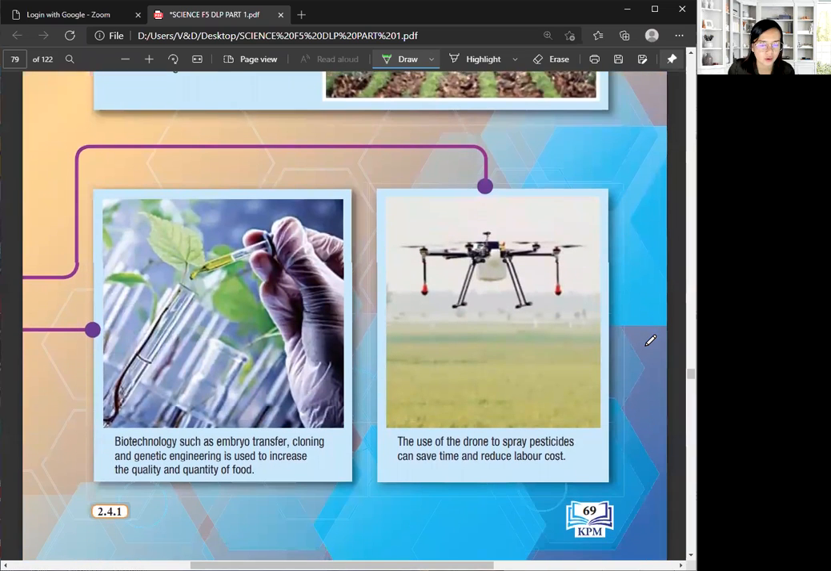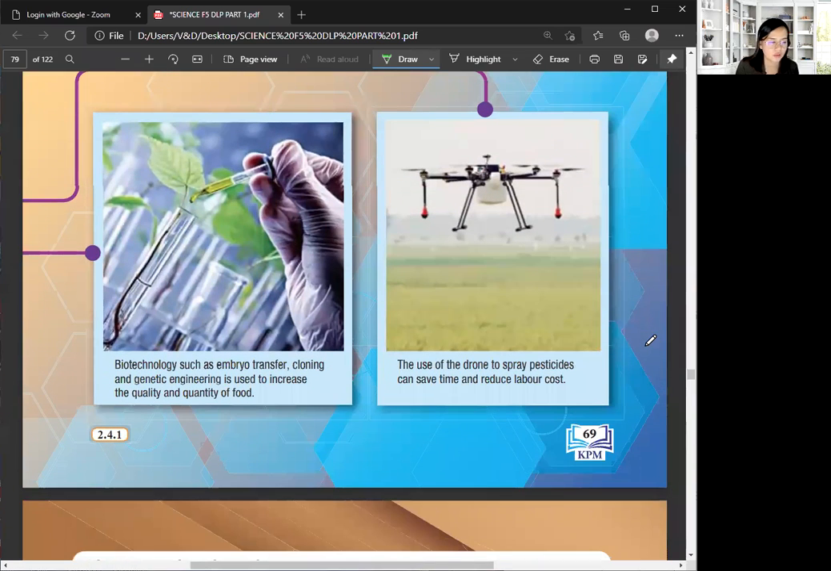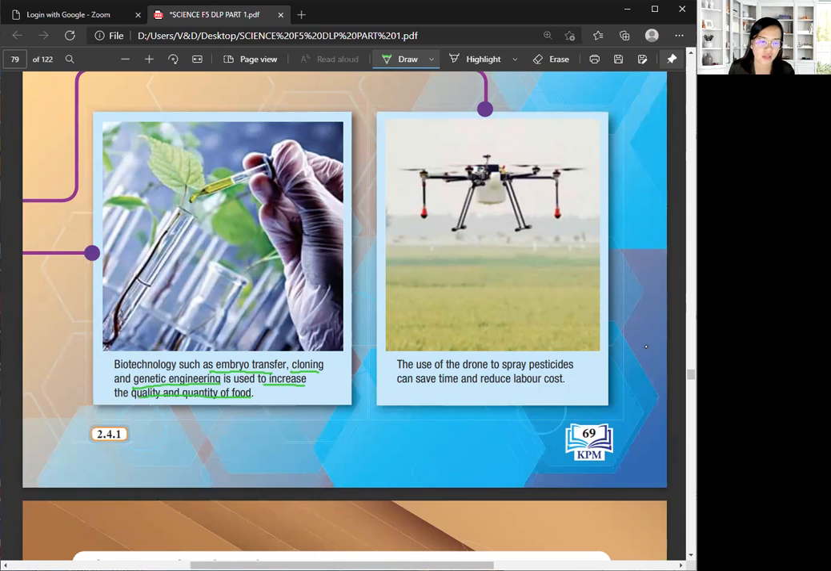Okay, let's look at the next one. So biotechnology such as embryo transfer, cloning, and genetic engineering is used to increase the quality and quantity of food. If you want to know more about biotechnology, you always can search in the internet. What is embryo transfer? How is cloning done? What is genetic engineering? And then here's another one: the use of drone.